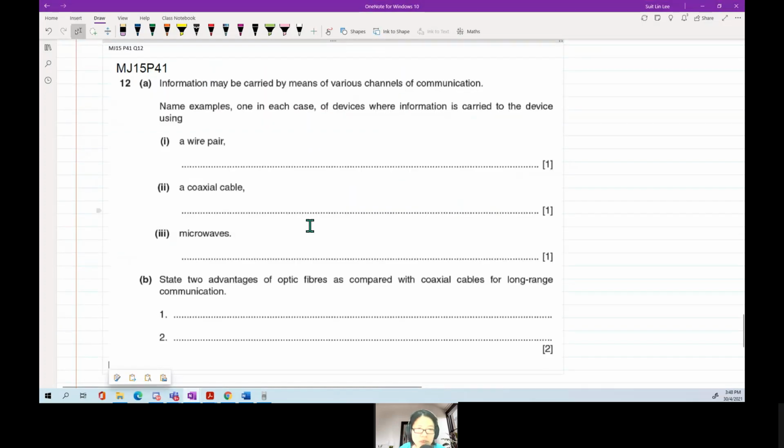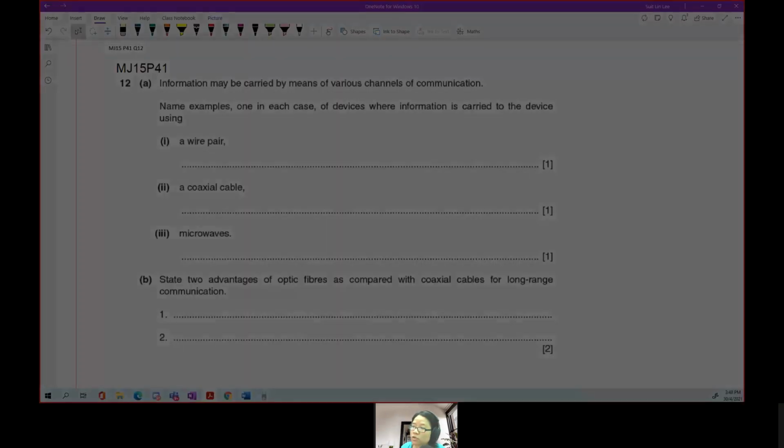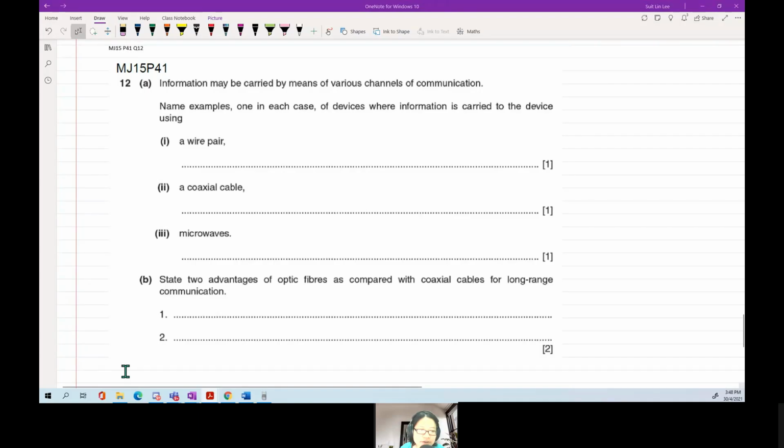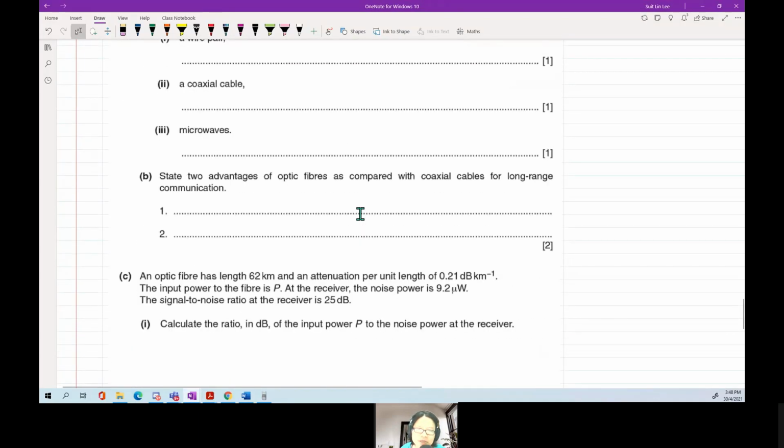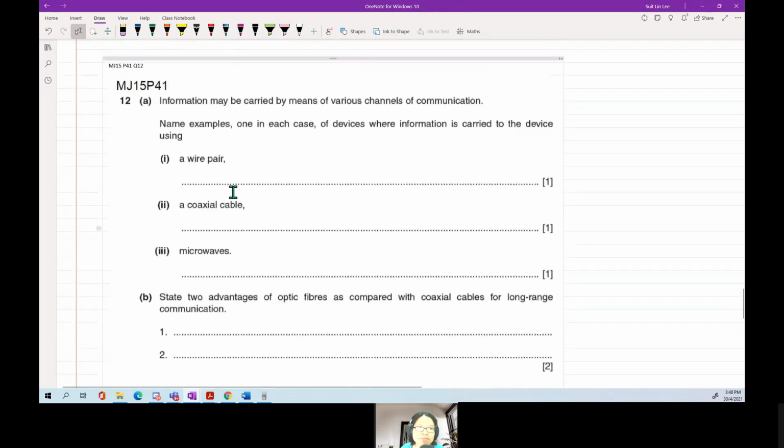So, the last part is a calculation one. So normally when they ask communication channels, sometimes they do ask just explain or write facts, but normally they'll ask with calculation. So here it says that information can be carried by means of various channels of communication.